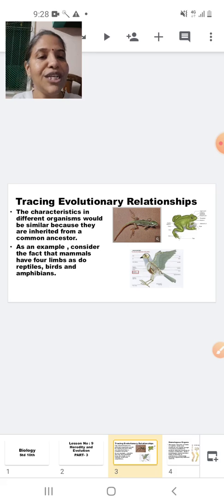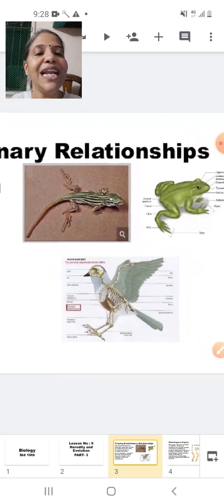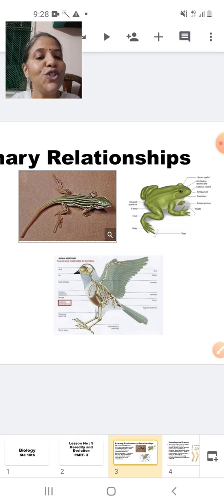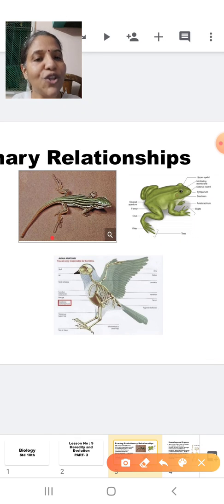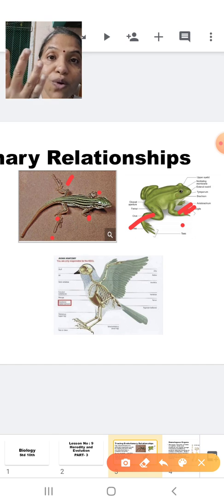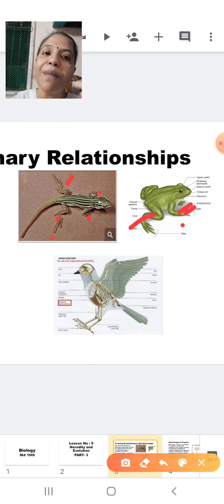So, tracing the evolutionary relationship. To trace the evolutionary relationship, students, here I have the picture of a lizard. You can see a picture of a lizard. Now lizard is a reptile. Can you see the 4 limbs in case of the lizard? These are the forelimbs and these are the hind limbs. Okay. The next picture I have is that of an amphibian. Now amphibians also, see here it is showing 1 pair of forelimbs, and here also it is showing 1 pair of hind limbs. That means in total it has got 4 limbs, that is, a pair of forelimbs and a pair of hind limbs. Now the next picture I have is that of a bird.